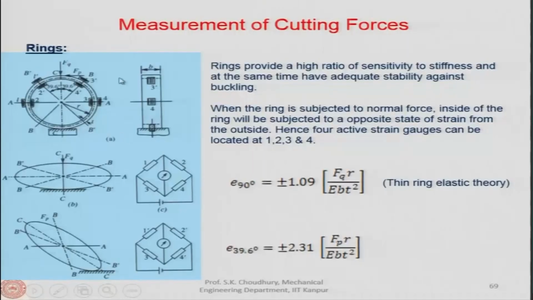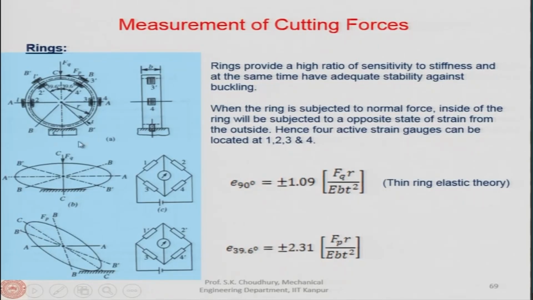Now, let us see the measurement of cutting forces when a ring type structure is used. Here you can see that there is a ring type structure, and this ring type structure is rigidly mounted on the base somewhere. This structure has the pitch circle diameter 2r, and it has the thickness small t, and the width of this is b, because it has been shown in this view.